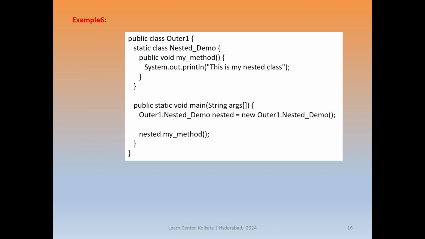See, I have an outer class named Outer1, and within it I have created a static class called NestedDemo, and it has a method my_method, with some syntax. And after that, my main function starts, and within the main function I am creating the object of the inner class using the outer class name and the inner class name, and after that I am calling the method of the inner class.